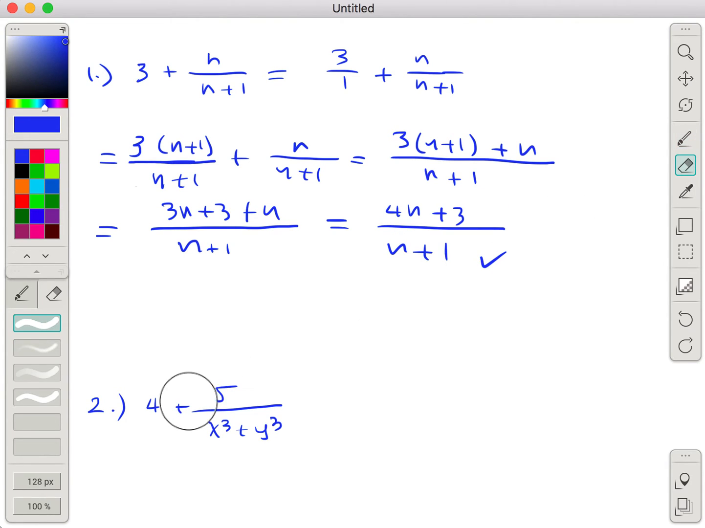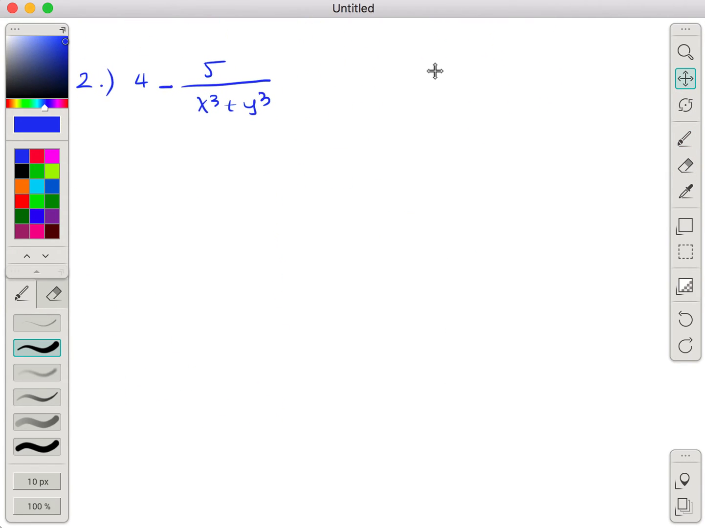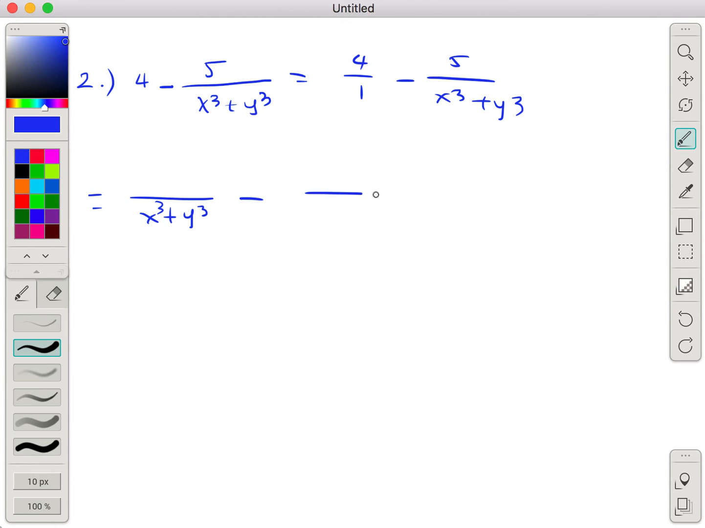Second, we have, siguro maganda gawin natin itong minus, because we already have an example of addition. So, ganun din, no? Pag whole number, pwede natin siya lagyan ng over 1. 4 over 1 minus 5 over x cubed plus y cubed. Again, we have 1 and x cubed plus y cubed, which means that we have two expressions na kanila denominator ay x cubed plus y cubed. So we have minus 5 over x cubed plus y cubed.